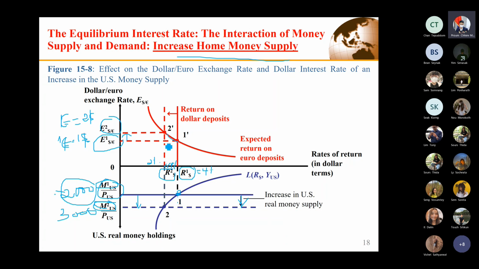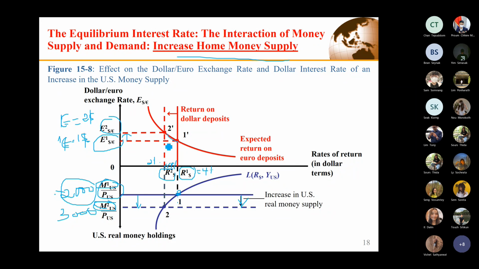Teacher, I got it. But how can it influence the exchange rate with other currencies, teacher? Well, the point is that remember when interest rate on dollar deposit drops, before it's 4%, now it's only 2%. So people would think, why would I want to buy dollars?